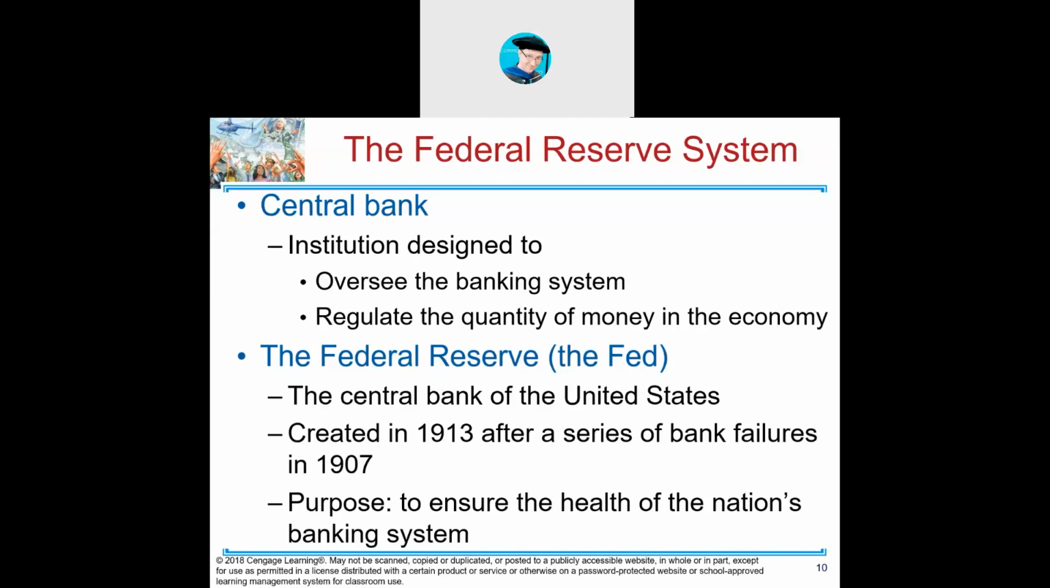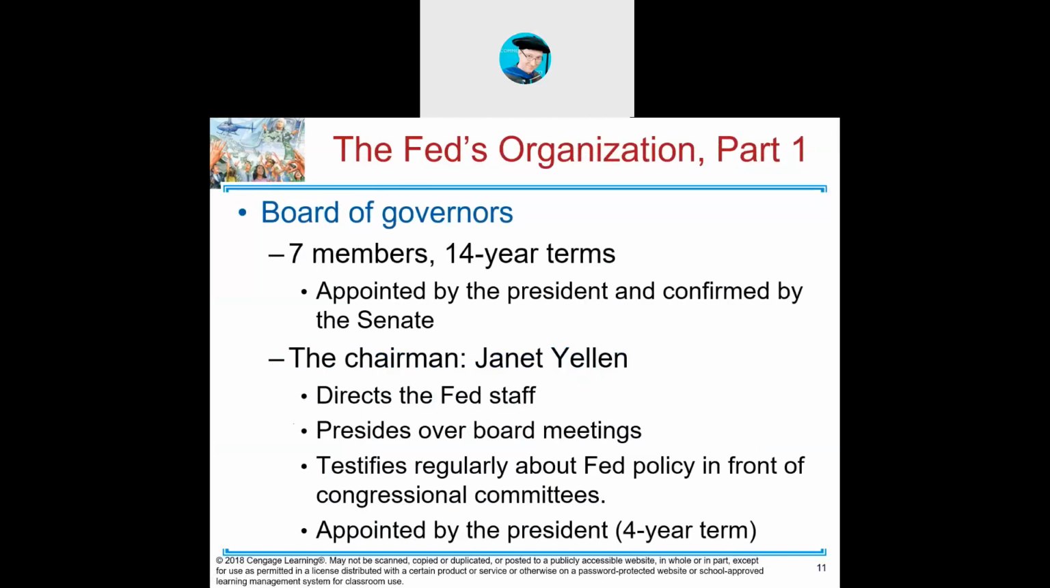So if the bank gets robbed or something happens to the bank, your account is insured up to a certain amount. I think it's like 100,000 or something like that. But the overall purpose was to really protect the banking system, to ensure the health of that system, to make sure that it works properly. That's why the Fed was created.